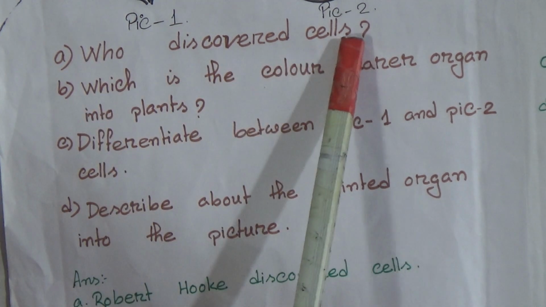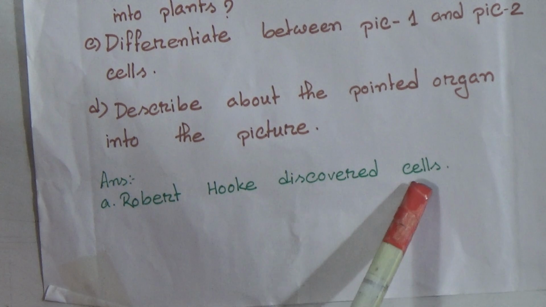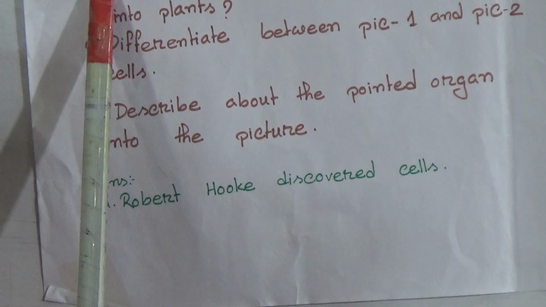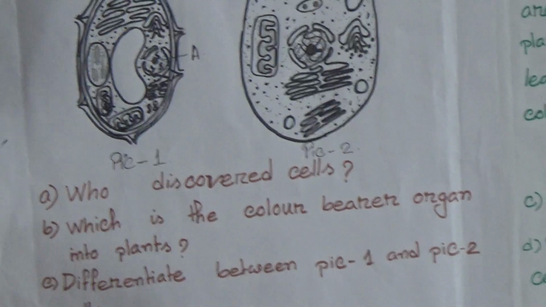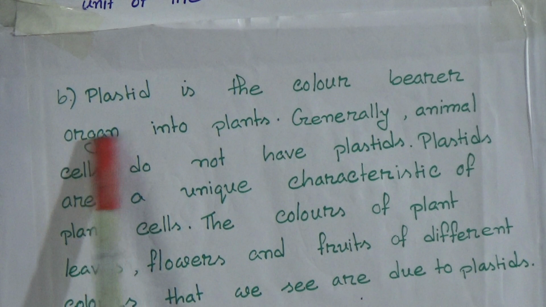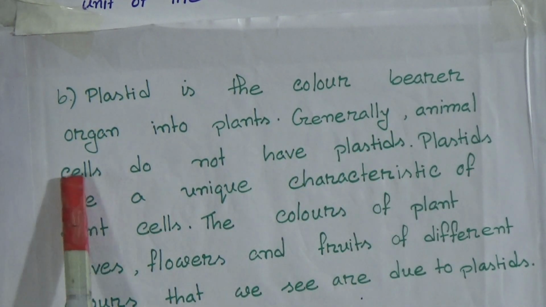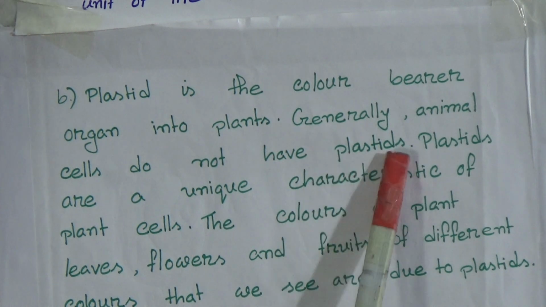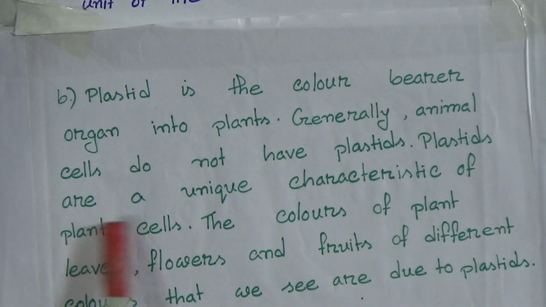Who discovered cells? Answer. Robert Hooke discovered cells. Number B. Which is the color bearer organ in plants? Answer. Plastid is the color bearer organ in plants. Generally, animal cells do not have plastid. Plastids are a unique characteristic of plant cells.